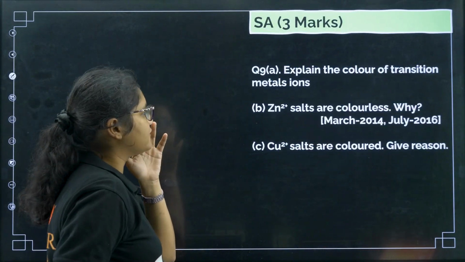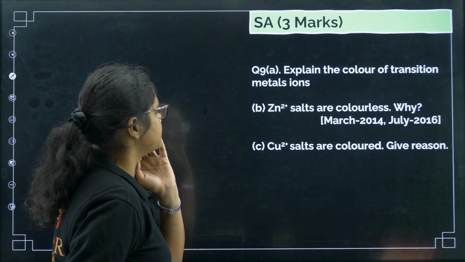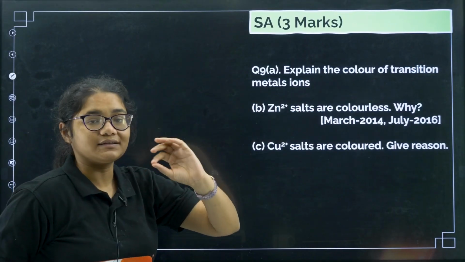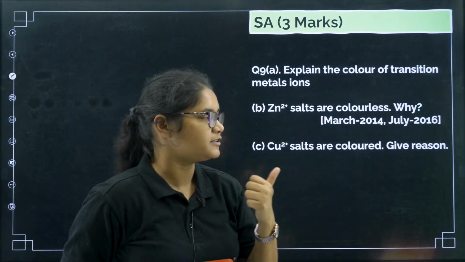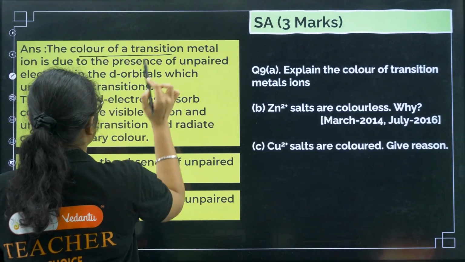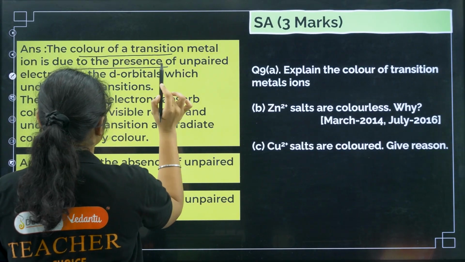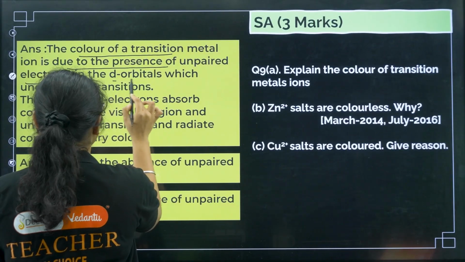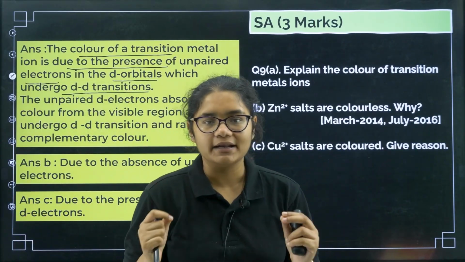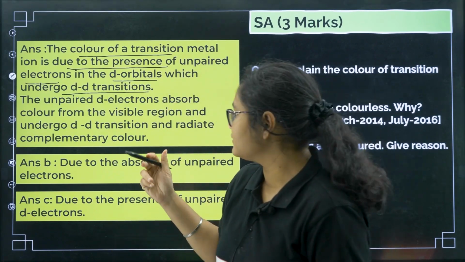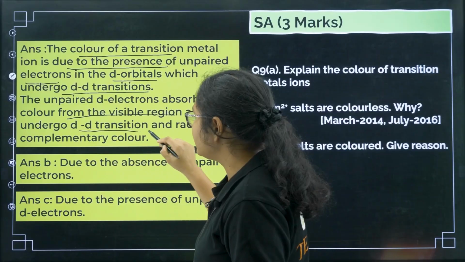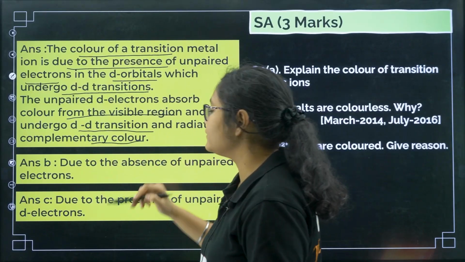Next, question number 9. Explain the color of the transition metals. So why do transition elements show color? The first question, the answer here is very, very important. The color of the transition element is due to the presence of unpaired electrons in the d orbital which undergo d-d transition. They absorb the color from the visible region and radiate the complementary color.